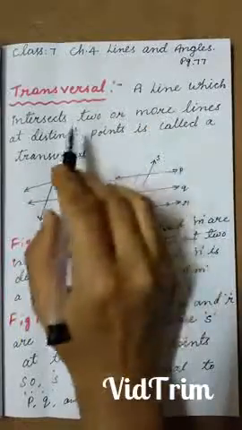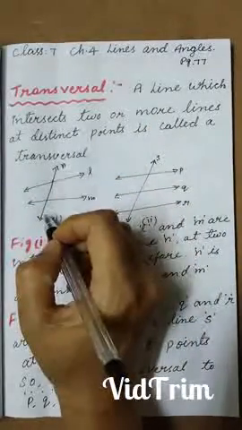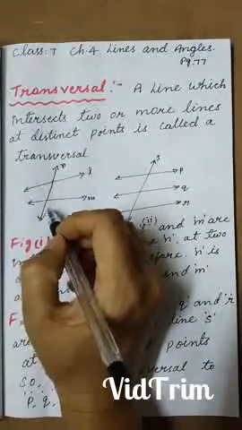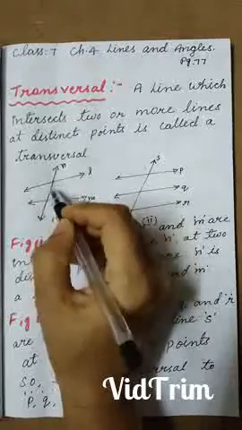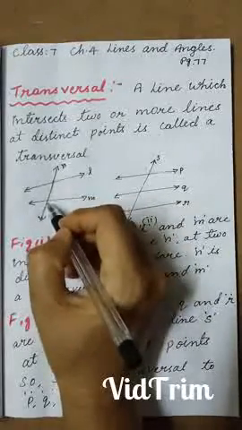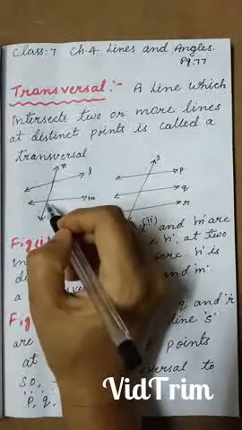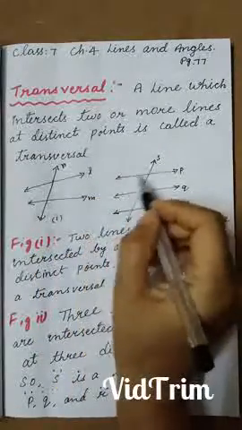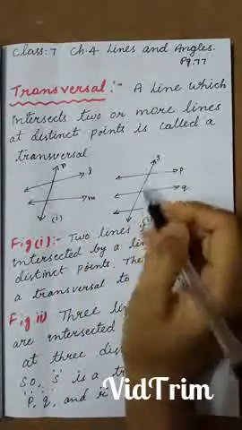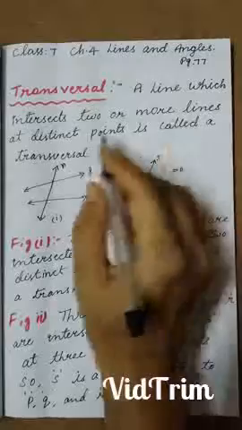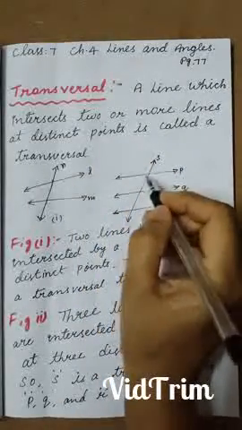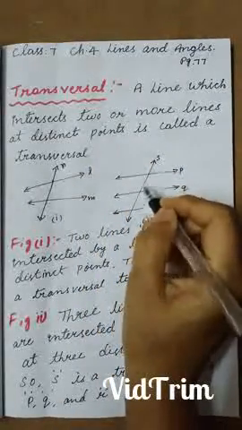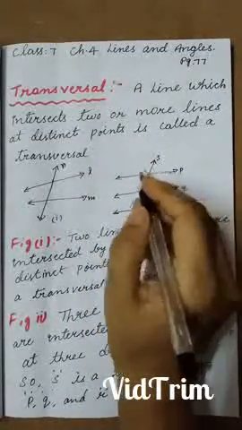A line which intersects two or more lines at distinct points is called a transversal. Here, distinct means different. Here you are observing three lines, and one more line is coming here. It is a line which intersects at different places, here and here and here. This is called the transversal.